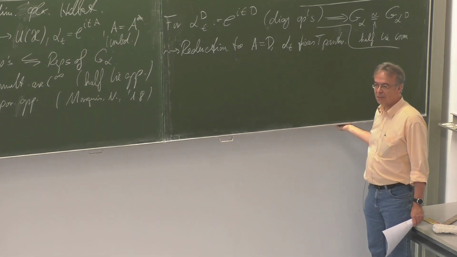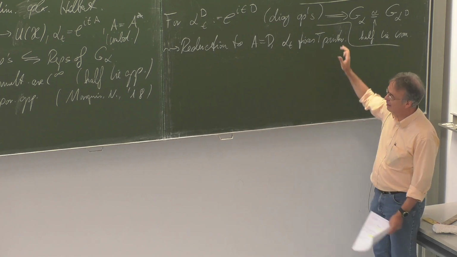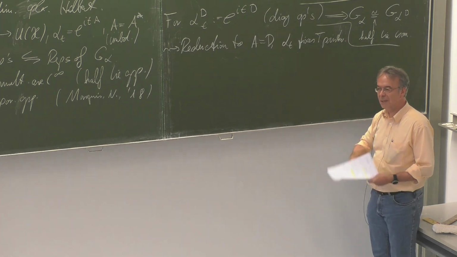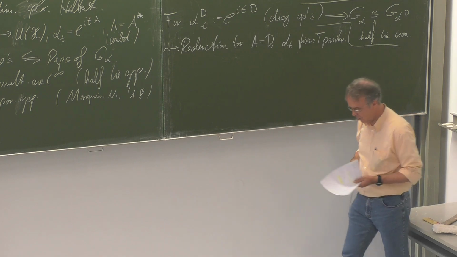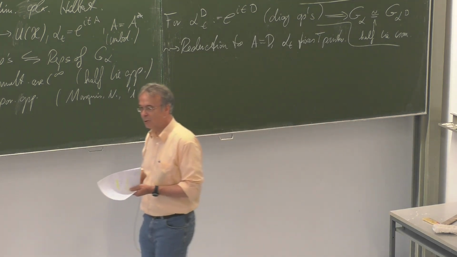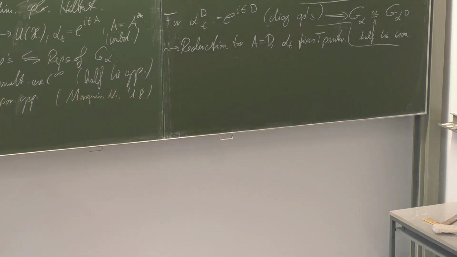And this is nice because now one can, in this context, try to develop the sort of representation theory in the spirit of compact groups. So you have to understand what happens on the diagonal and then see how you can extend.